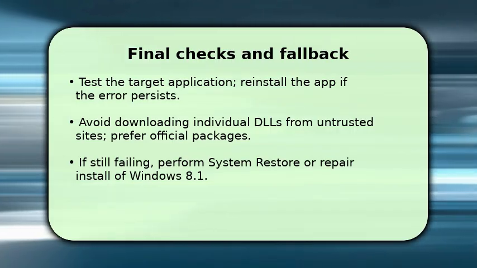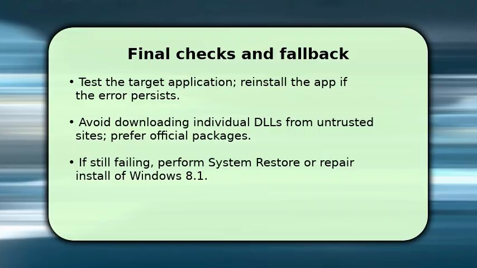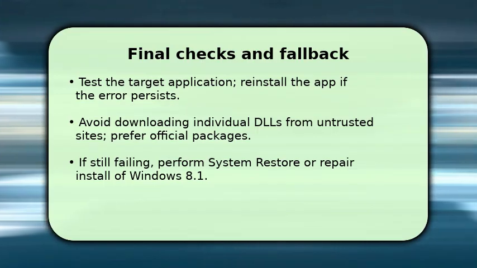If problems persist, try a recent system restore or an in-place repair install of Windows 8.1 to restore system components. One key troubleshooting tip: check the Event Viewer and installer logs for specific error codes to guide the next fix.